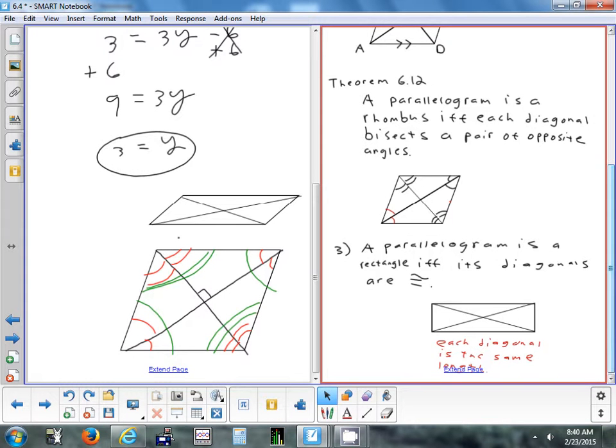Okay, so as I said earlier, what I think I'll do is I'll put together a sheet that has all the theorems and properties on it. So that way you'll have one page, you can use it on the test, and you won't have to try to memorize every single property.